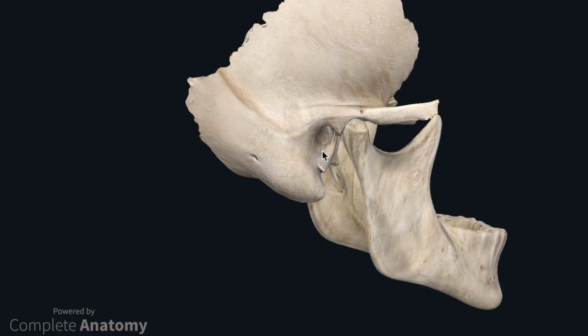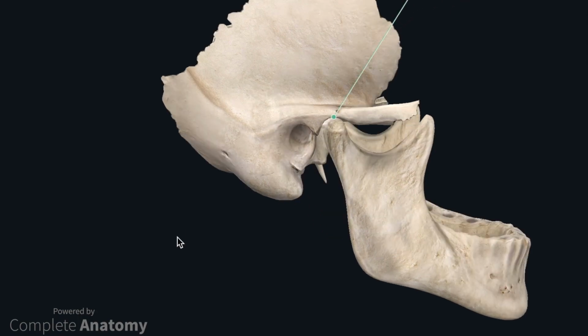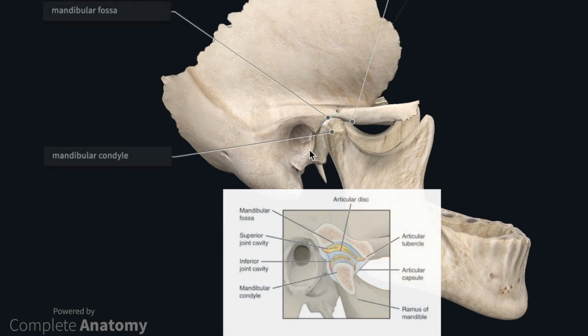So now with the mandible back in with the model, we can talk about the temporomandibular joint. The TMJ is a synovial joint at the articulation between the condyloid process of the mandible and the mandibular fossa of the temporal bone, in a region known as the infratemporal fossa. The joint includes an articular disc that splits the TMJ into an upper compartment and a lower compartment, and this is the articular disc here.